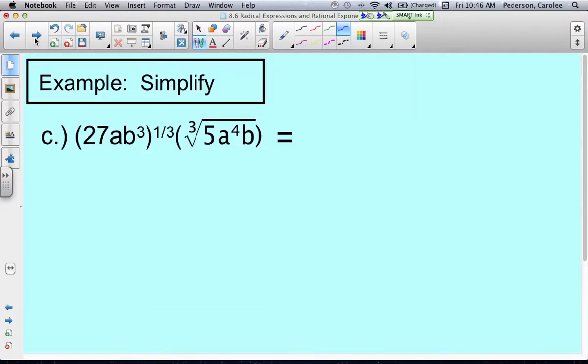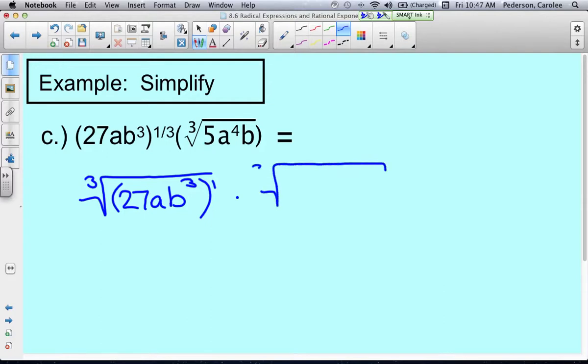All right, this example looks a little different. It has 27ab cubed raised to the 1/3 power. So let's rewrite this first expression, the 27ab cubed, as a radical. The 1 power is still just raising this to the 1. And then the denominator, remember, is the index, so that's 3. And then we still have it over here, cubed root of 5a to the 4th b.